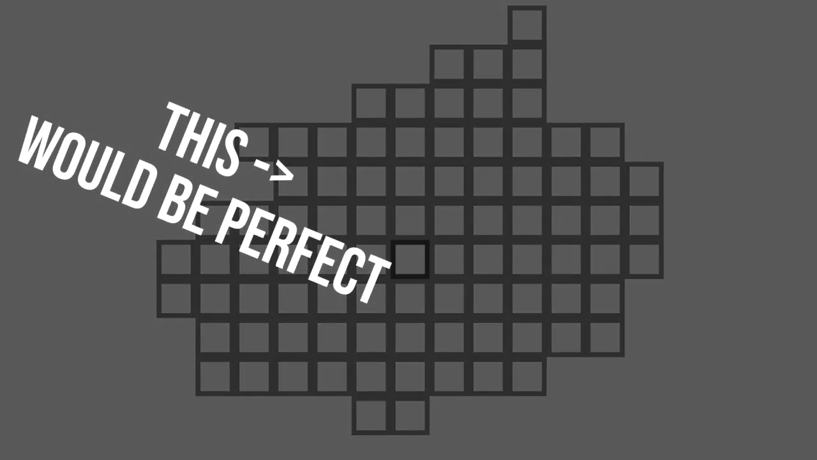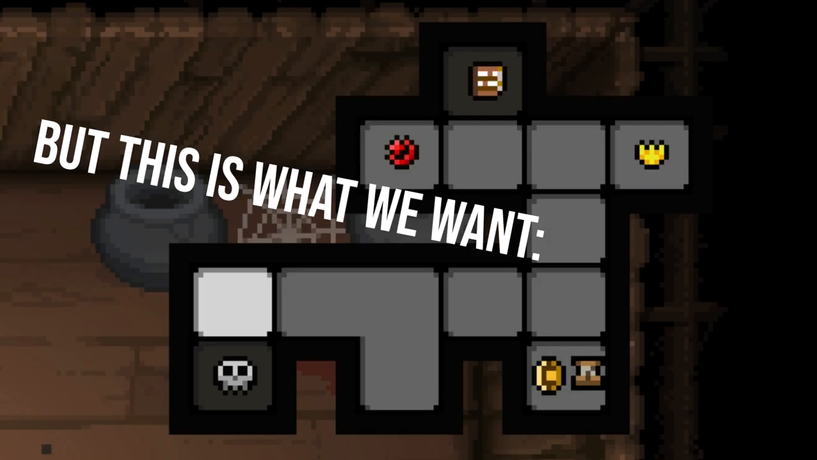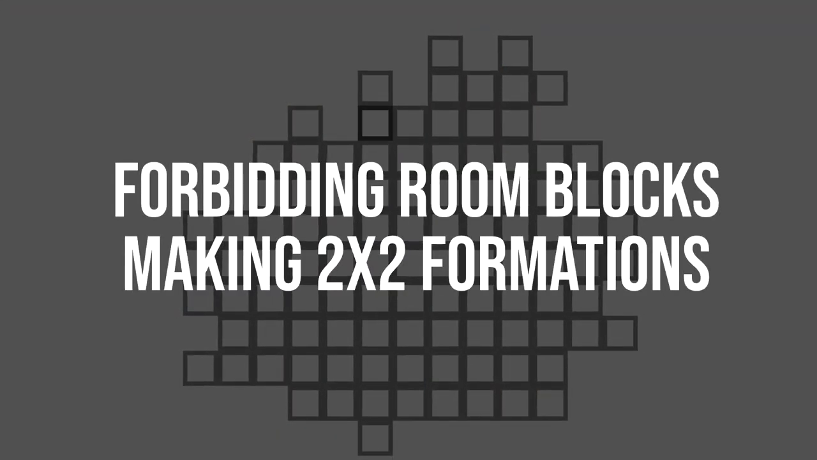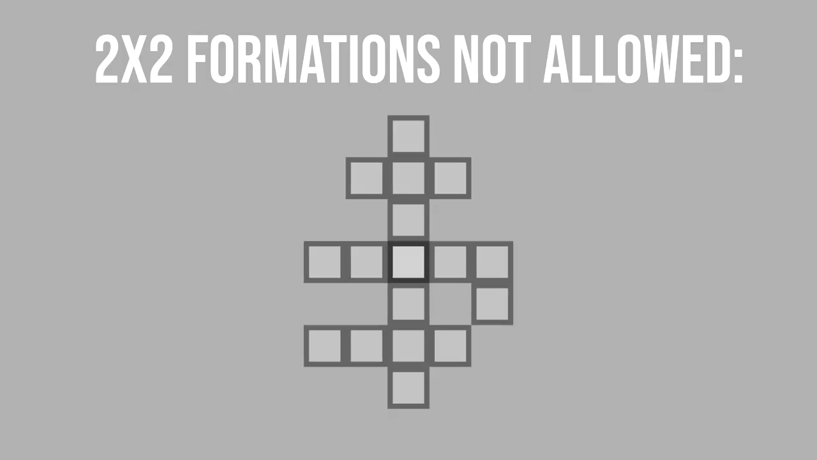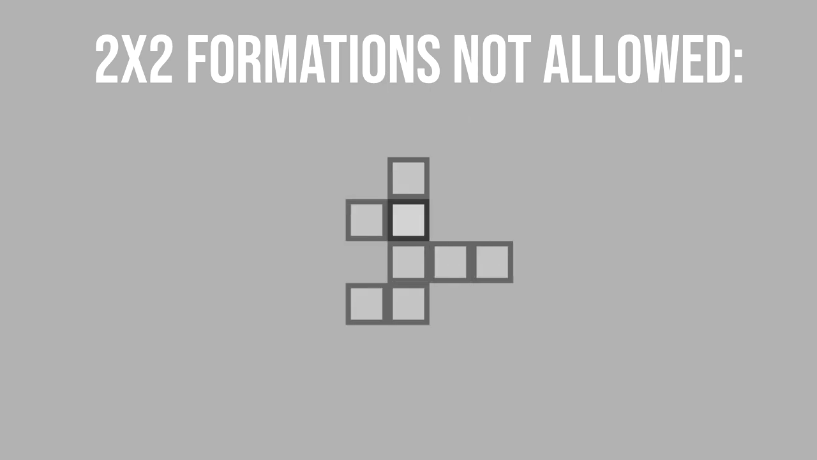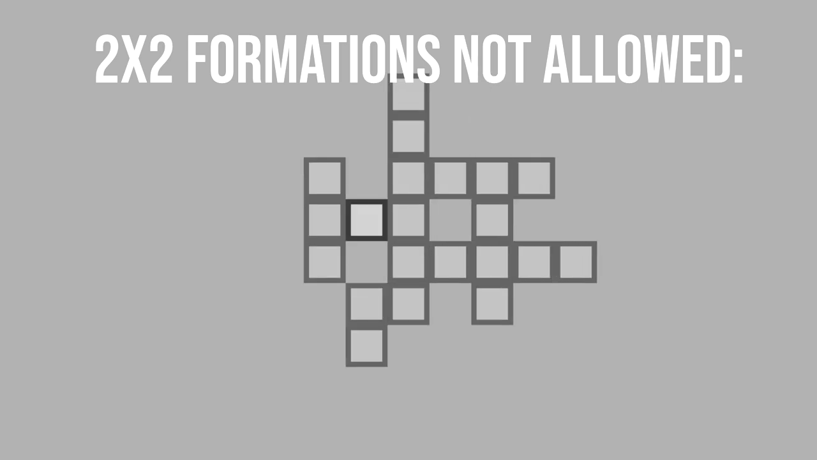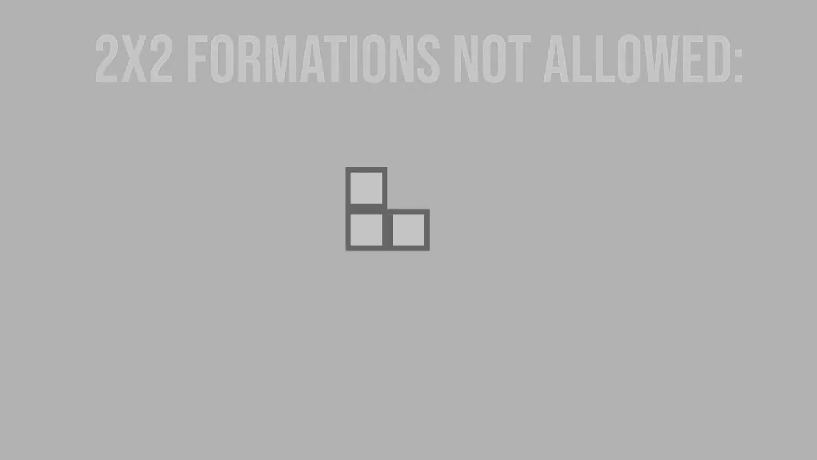If I were to make a world that resembles a real-life lake, this current generation would be perfect for it. But as I'm looking for an Isaac-like generation, there's still very much to do. So, to achieve that, we are going to forbid the room blocks from making 2x2 formations. This helped a lot. However, the world feels very crowded and tight, and the layout could still be a bit more interesting. At this point, I ran out of ideas how to further improve this.